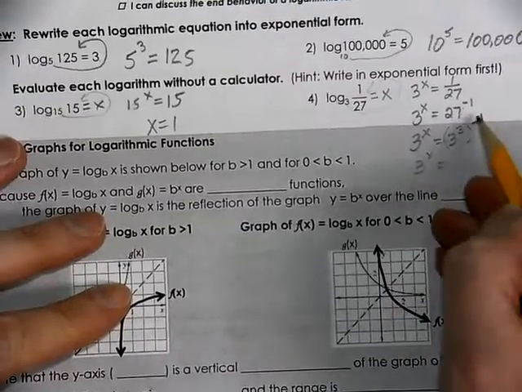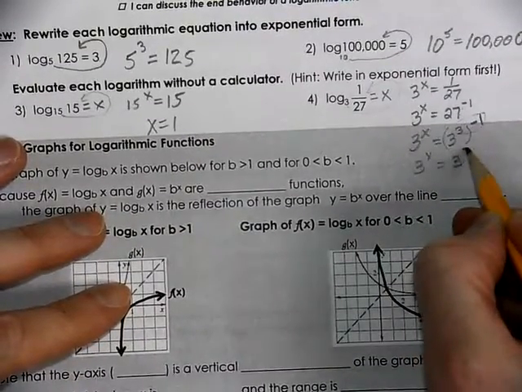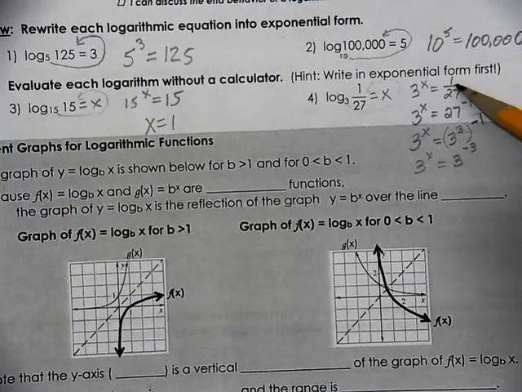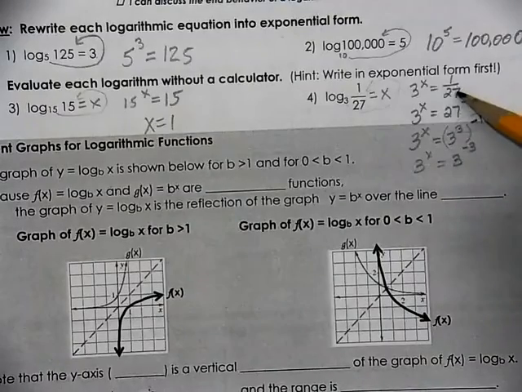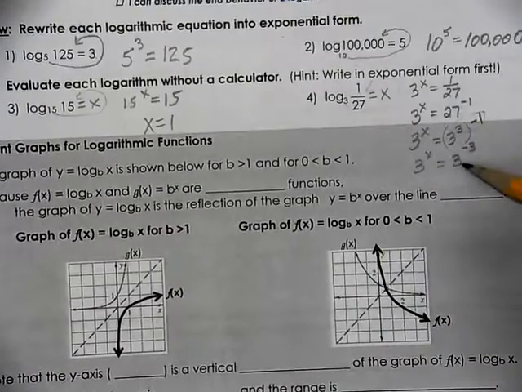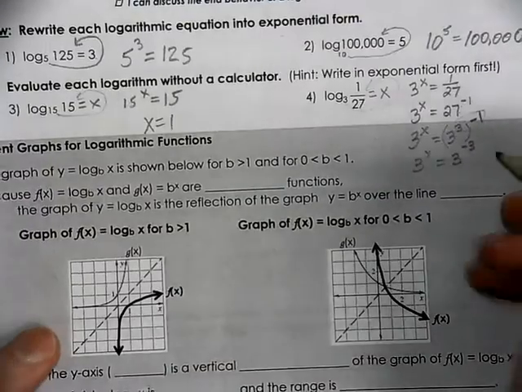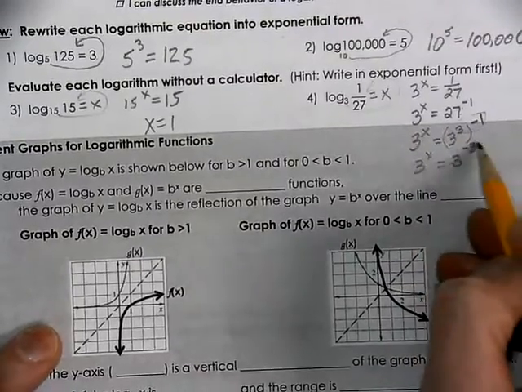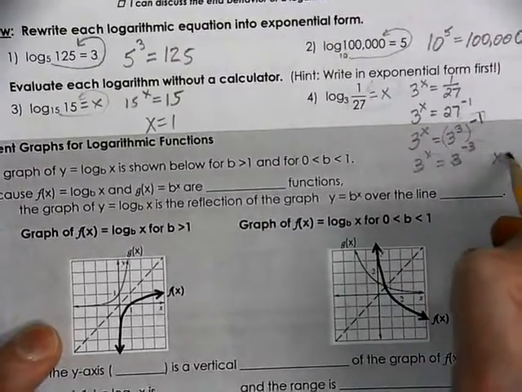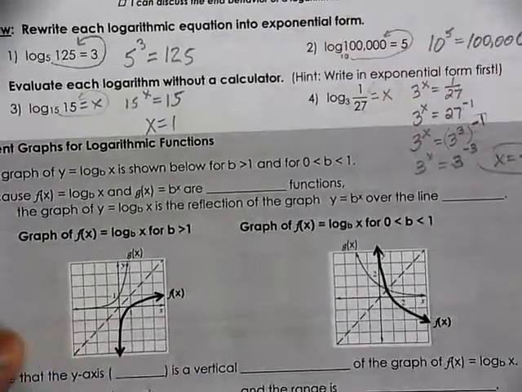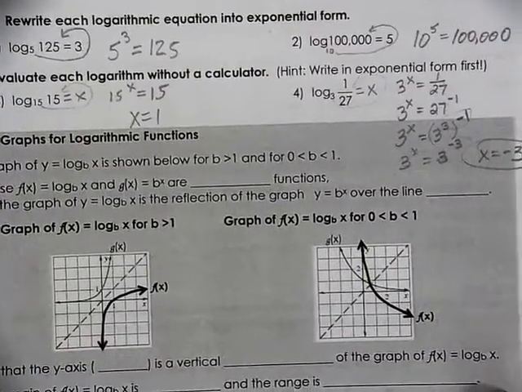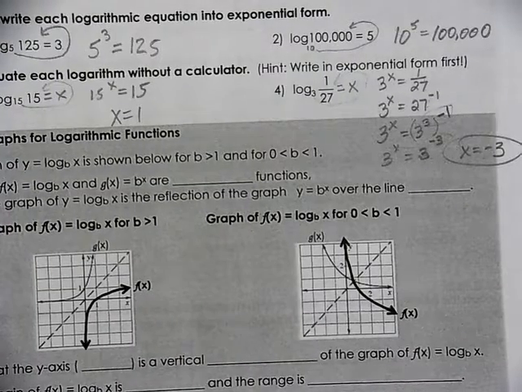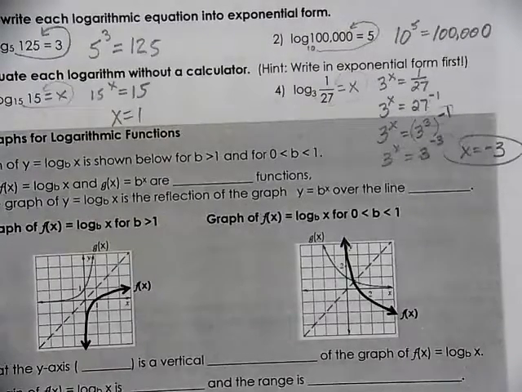3 to the x equals 3 to the negative 3rd power. Now that does make sense that the negative makes it into a fraction and 3 to the 3rd makes it into 27. So 1 over 27 is 3 to the negative 3rd. Since your bases finally match, and that's what we've been trying to get to, x has to be negative 3. So that is our reviewing of logarithms.